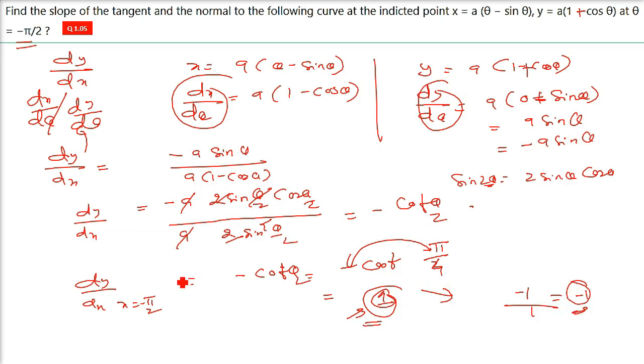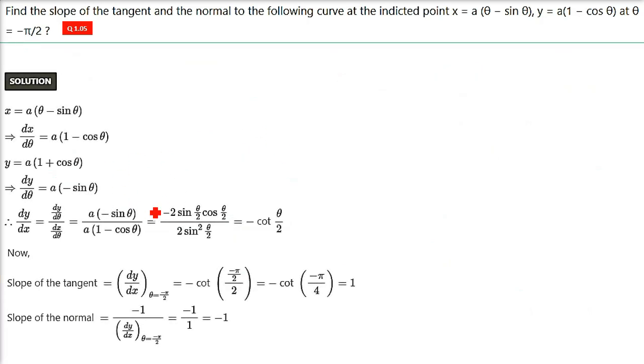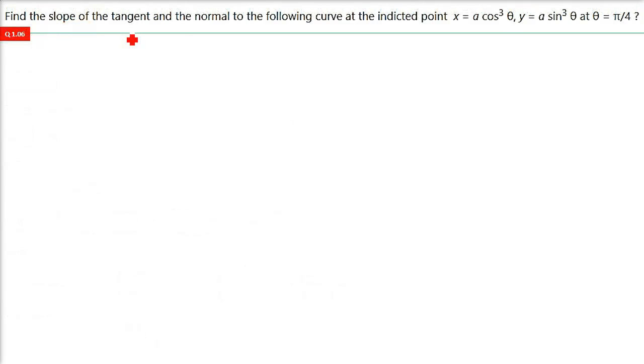Let me show you how you have to write actually, because many of the times the students have to write it, especially in the exam. So this is the procedure you are going to follow. Find the slope of the tangent and the normal to the following curve. x equals a cos cube theta, y is equal to a sin cube theta at theta equals pi by 4. So we'll do it quite quickly because this is also a parametric kind of question. x and y just write and just differentiate.